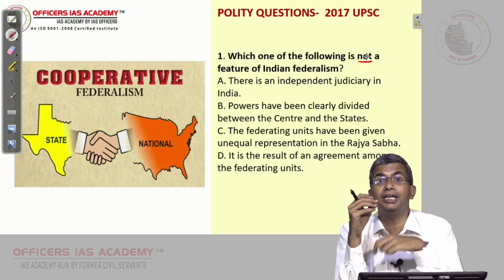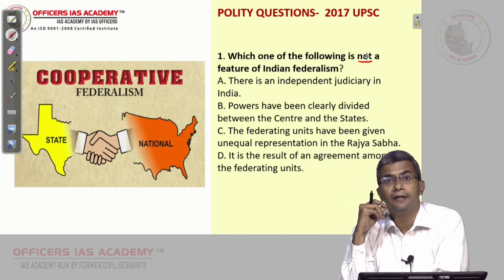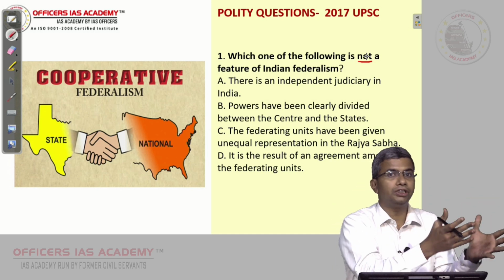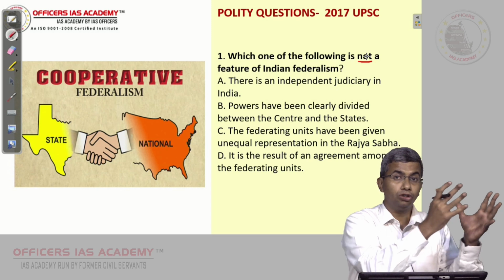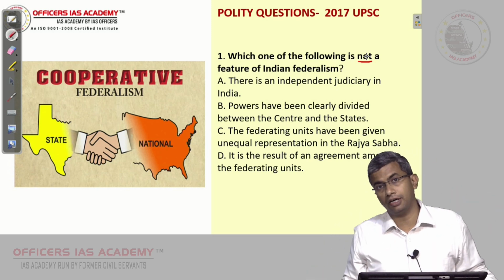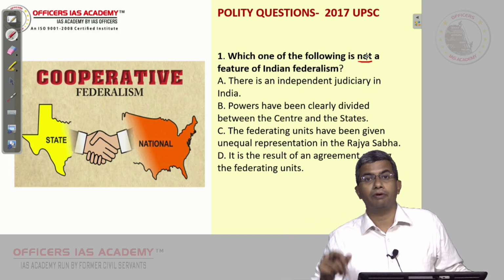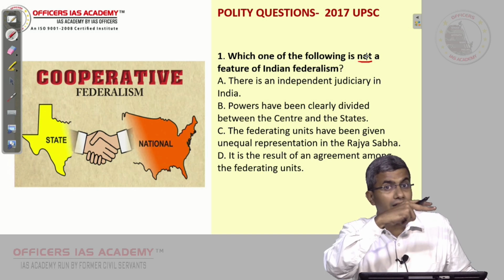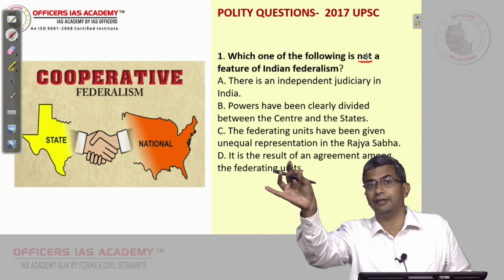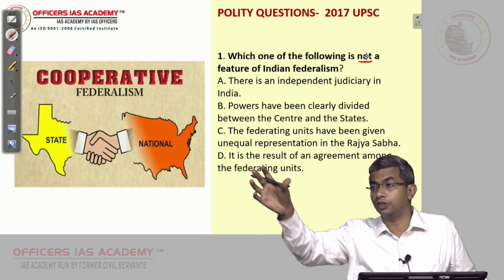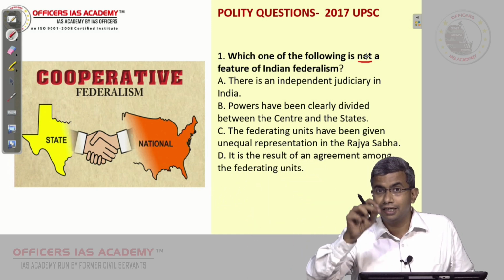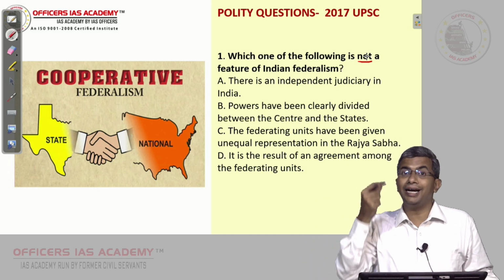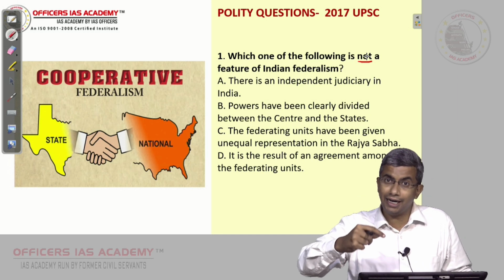So you should not get confused, there is an independent judiciary in India. It is a feature of the Indian Constitution. Unless there is an independent judiciary, it cannot function as a federation. So the Indian Constitution also provides for an independent judiciary. Of course, the Indian judiciary is not federal in character, it is unitary, it's integrated. So that's a unitary feature of the Indian Constitution. But again guys, this is where some of you may get confused, so look at all the options quickly and then if you have any further confusion, look at the question again and then decide.